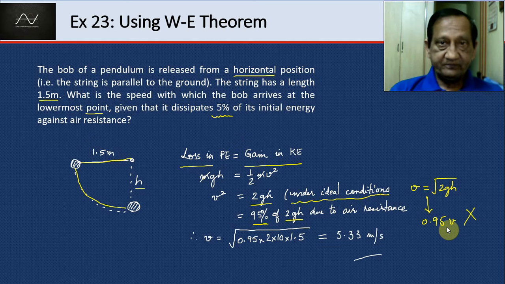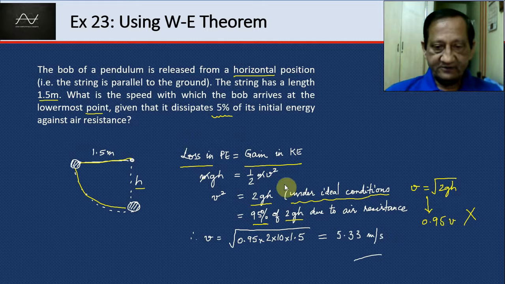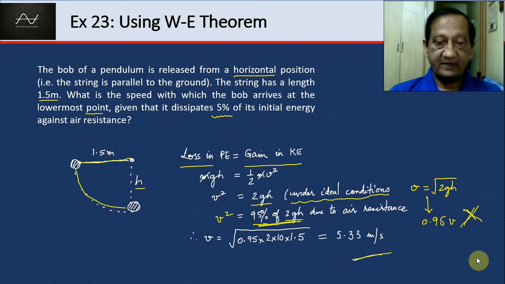It is the kinetic energy that is reducing by 5%. That means v squared is reducing by 5%. That means v squared becomes 95% of the ideal value. So it is 95% of 2gh, that is v squared. So v is under root all of that, and we have the answer. So this is the mistake that people do. That is not correct.